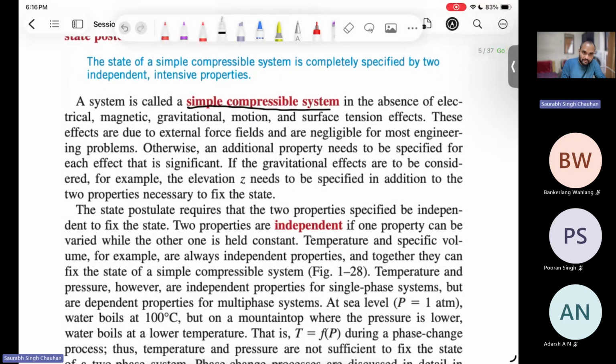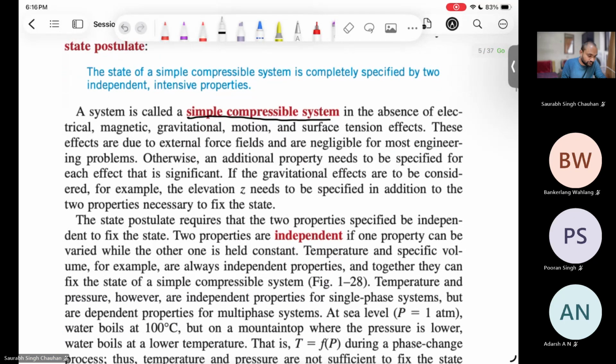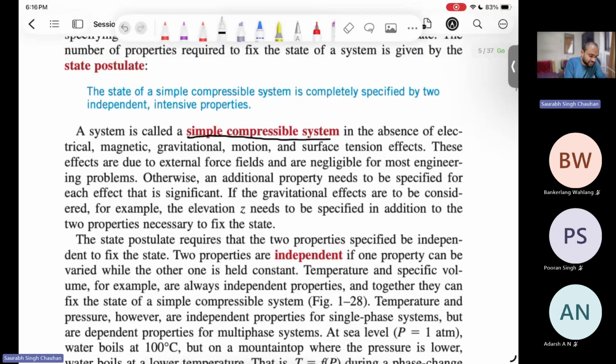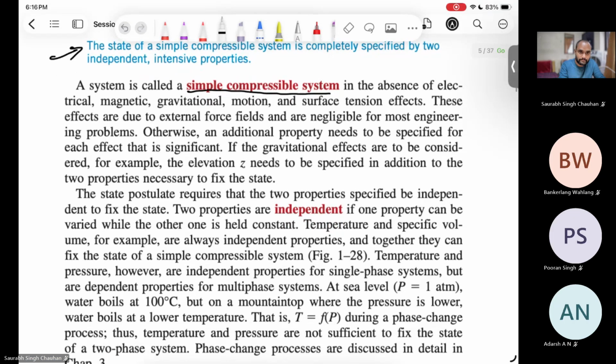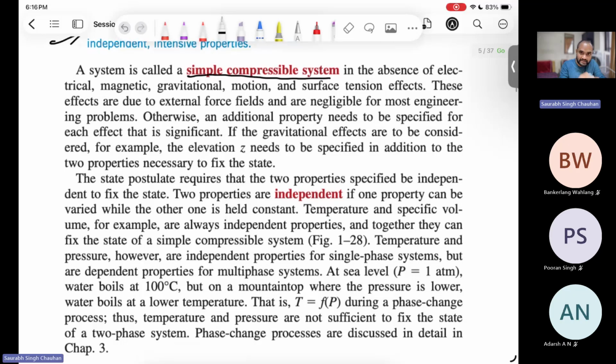Okay. So I will just read this paragraph. So, state postulate. A state postulate basically says that the state of a simple compressible system is completely specified by two independent intensive properties. Okay, so intensive properties, what are intensive properties? Intensive properties don't depend on the size of the system. Okay, right? Intensive properties, I hope you know. If you don't know, then we can discuss.